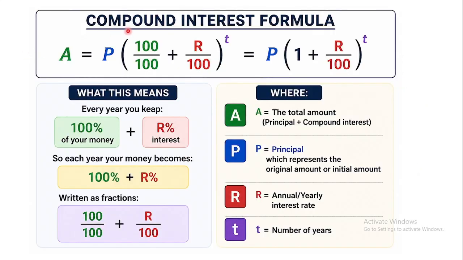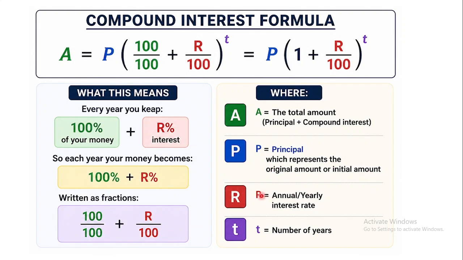So let's look at this formula right here. This is the formula that we use to find A, and whenever you see A, it means the total amount. So that's the principal, the money that you invested, plus all the compound interest, or all the interest over a certain time period. P means principal, which represents the original or initial amount, the starting amount of money that is either borrowed or invested.